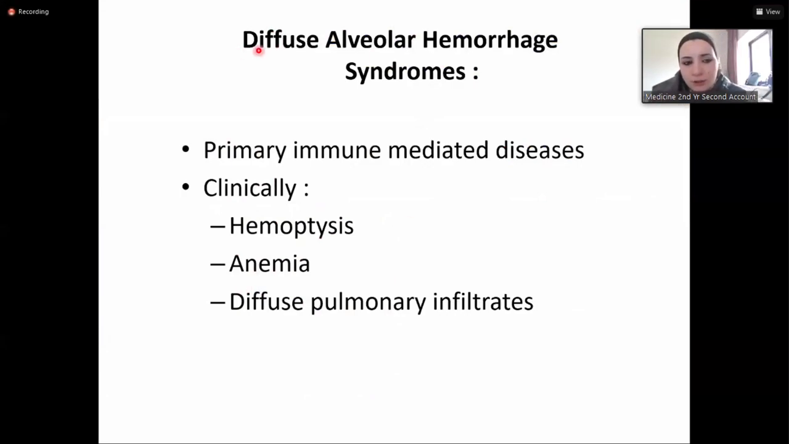Next, diffuse alveolar hemorrhage syndromes. Again, they are a group of diseases where there is hemorrhage into the alveolar spaces. Most of the cases are immune-mediated, as we said, Goodpasture syndrome is mainly immune-mediated. Clinically, they present with a triad of hemoptysis, actual hemoptysis.